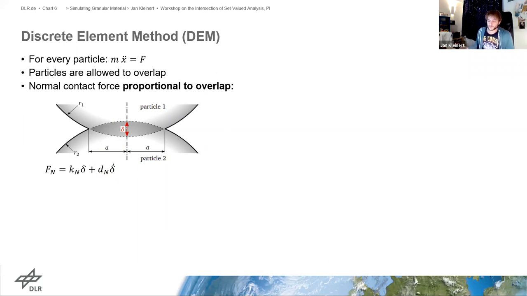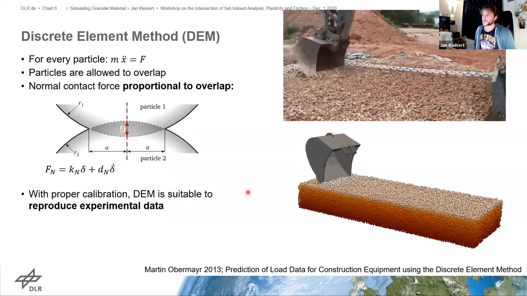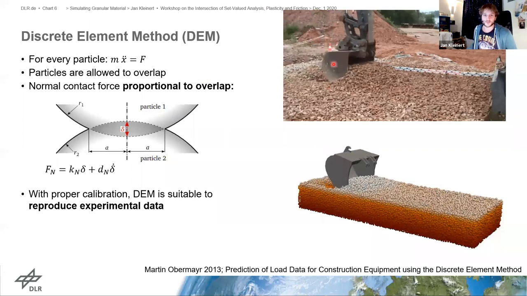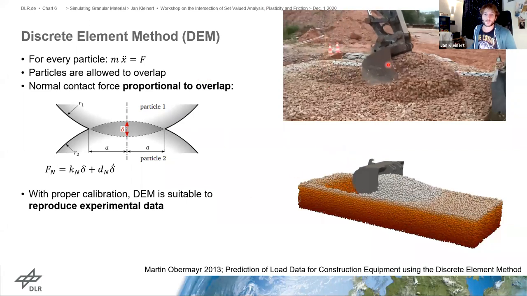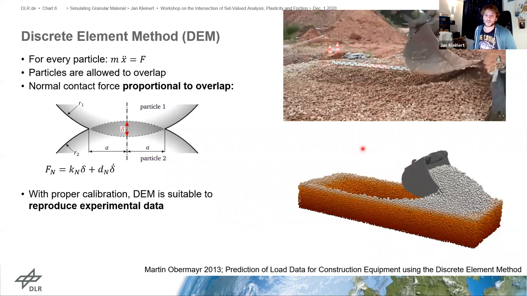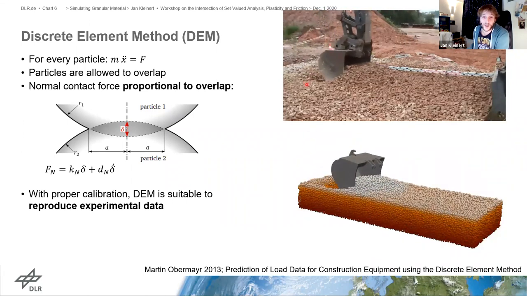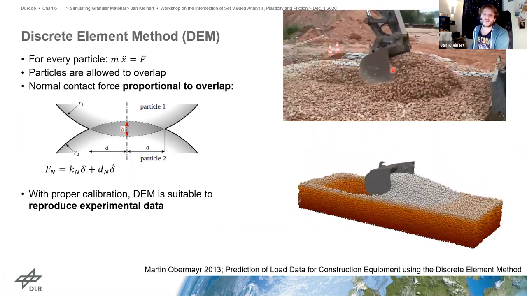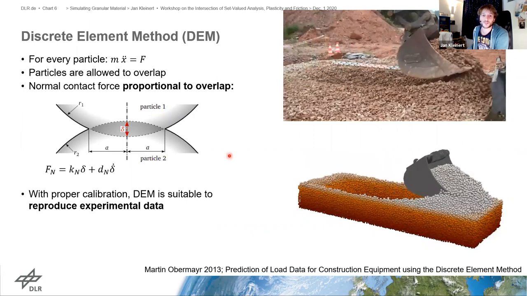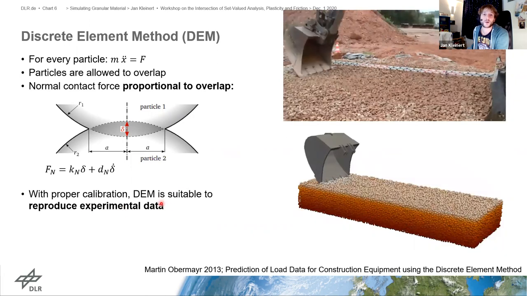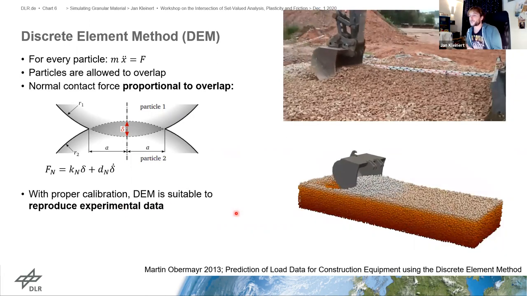My internal supervisor at the Fraunhofer was Martin Obermeier, and he wrote his PhD thesis on the discrete element method and the assessment of draft forces. I'm showing a short result from him, which I think is very impressive. It's just the experiment compared to the simulation, and it looks super realistic. And it's not just that, the draft forces, so the forces acting on the bucket, are also very realistic. He spent much time calibrating the model, and he got some very impressive results.